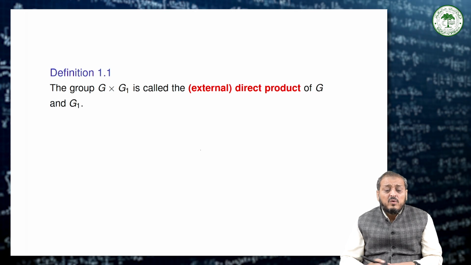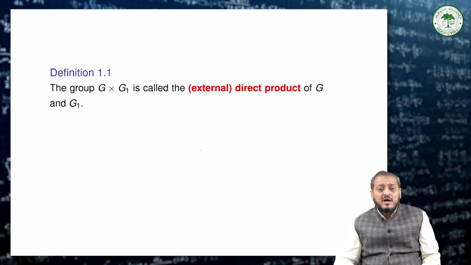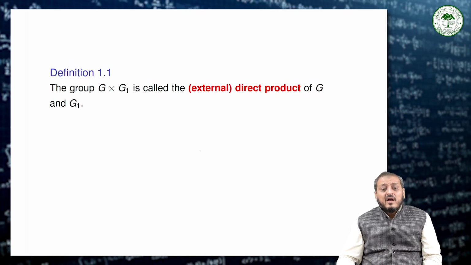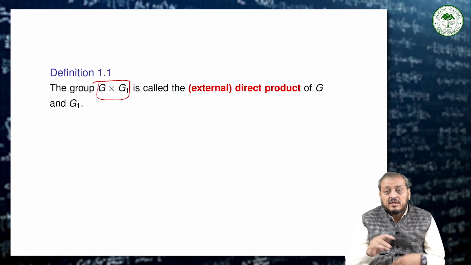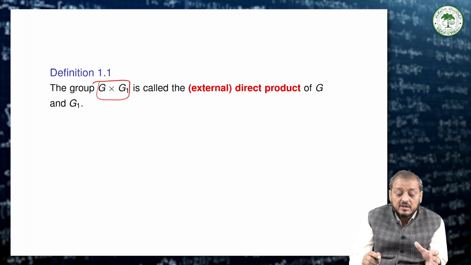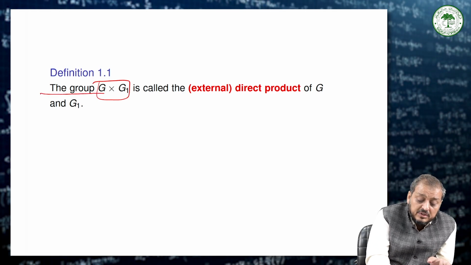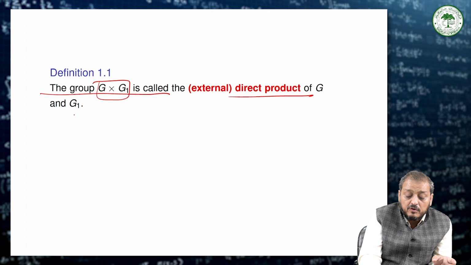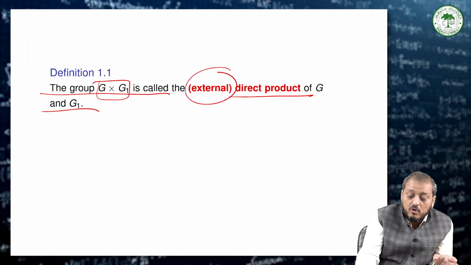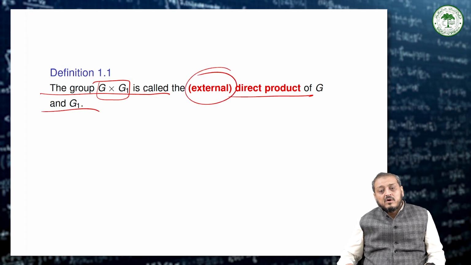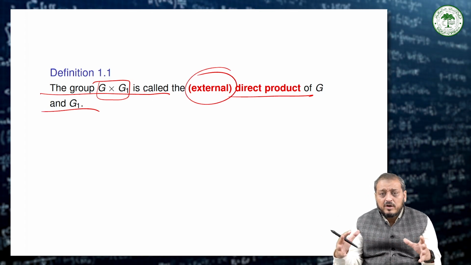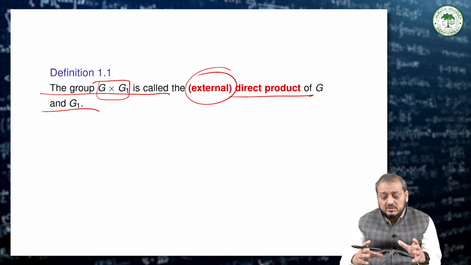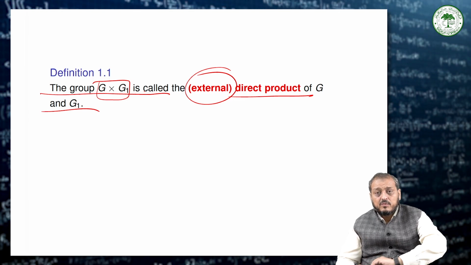Okay, now from this we define the direct product. Let the group be G cross G1. We have to show that under the operation we define it is a group, and this group is called the direct product of G1 and G2, which we call an external direct product. Why external? Because we simply take the Cartesian product of these, so this is an external direct product.